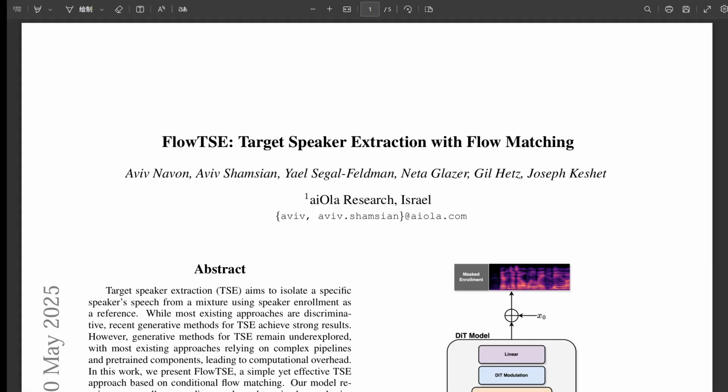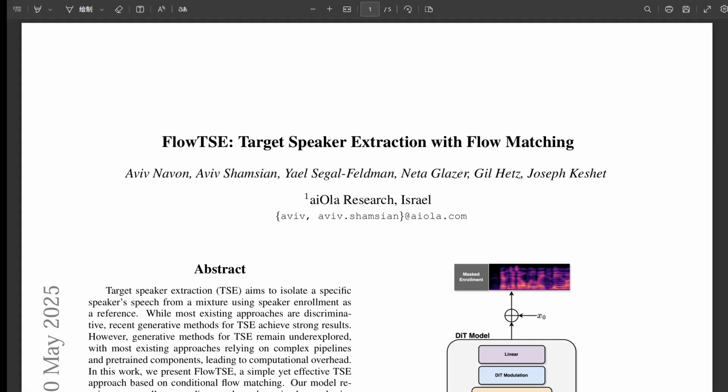So TSE, we should probably define that a bit more clearly. Good idea. So TSE is technically about isolating the speech of a specific target person from a mixture of sounds, other voices, noise, music, whatever. And you need to know who you're listening for, right? Exactly. You usually give the system a little sample of their voice first. That's the enrollment audio. That's key.